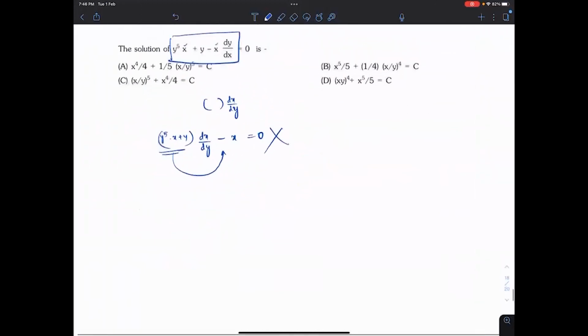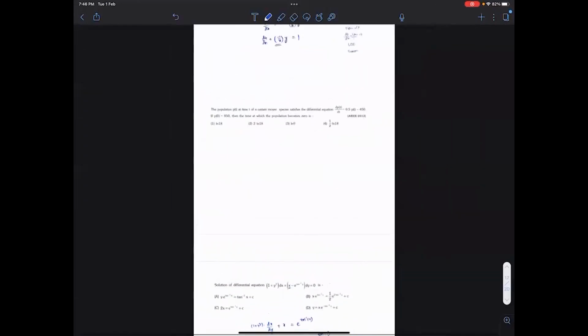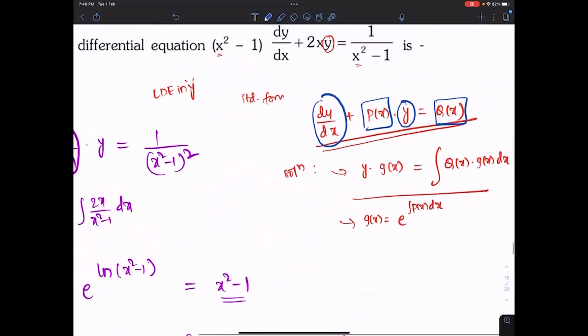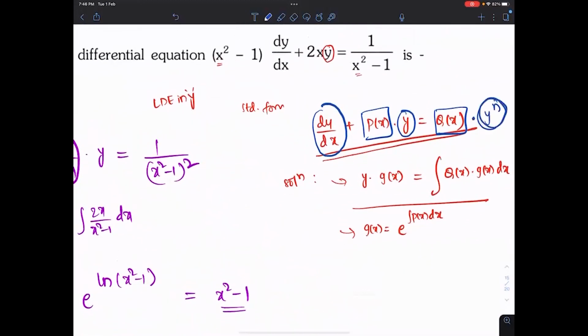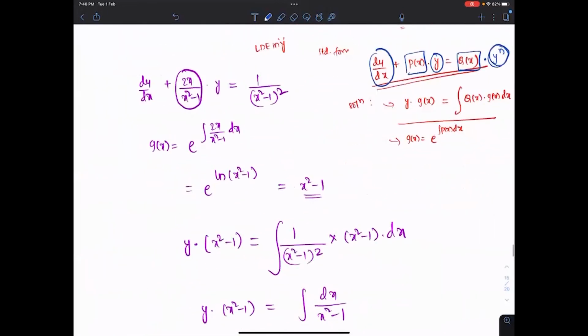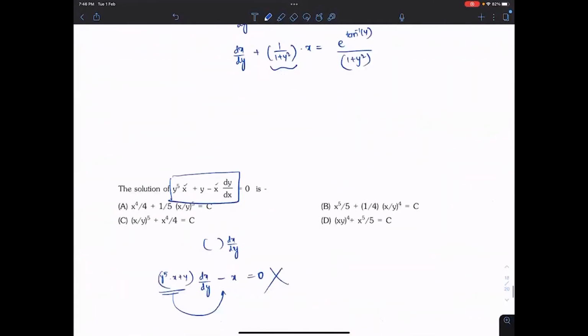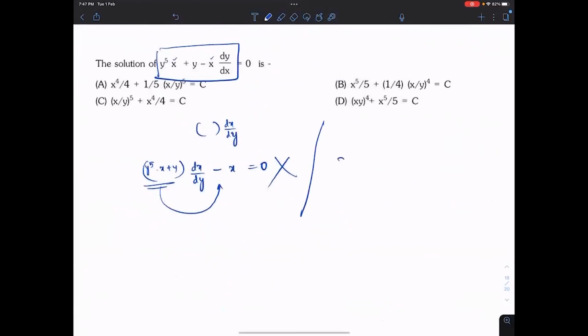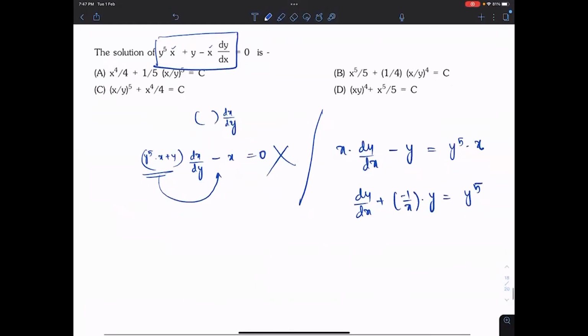Bernoulli's equation, what is that? It will be like LDE only, but on the right side, y power n will be there extra. So if I see here, it is x into dy by dx minus y is equals to y power 5 into x. If I divide by x, dy by dx plus minus 1 by x into y is equals to y power 5. So this is your Bernoulli's equation.